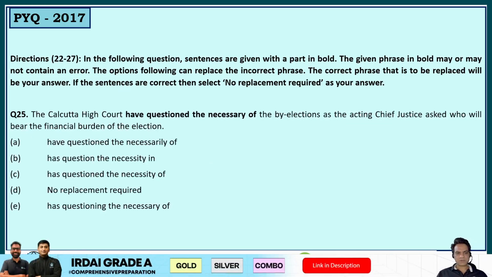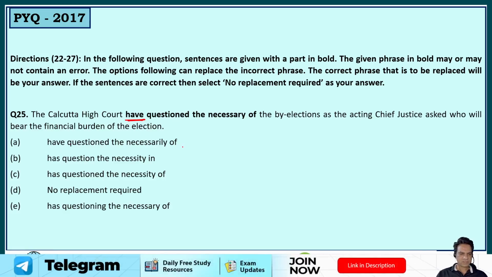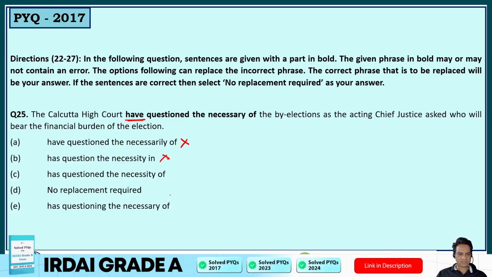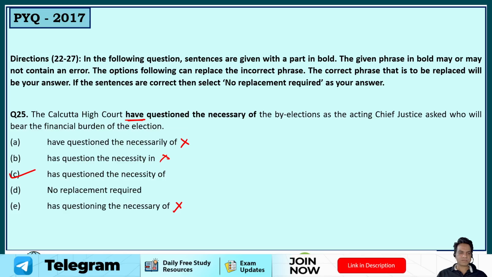The Calcutta High Court have questioned. This is absolutely incorrect. High Court has questioned. So have, we can eliminate the options. Has questioned the necessity in, has questioned the necessity of, yeah, has questioning the necessity of. You get the answer. The Calcutta High Court has questioned the necessity of the by-elections as the acting Chief Justice asked who will bear the financial burden of the election. So option C is your correct choice.